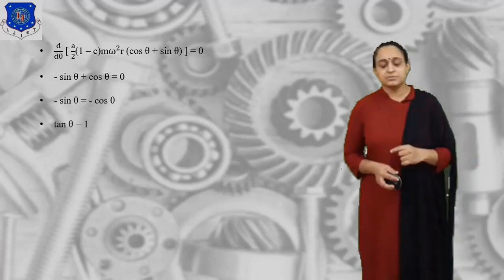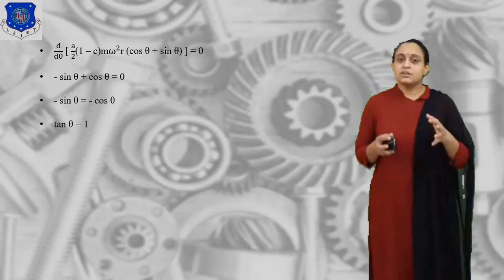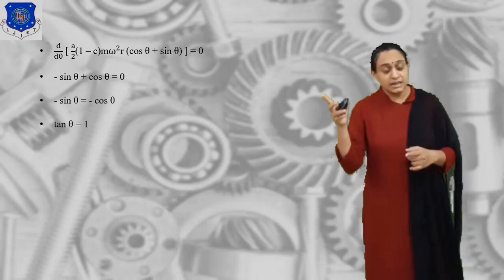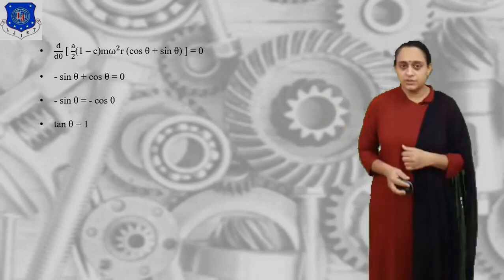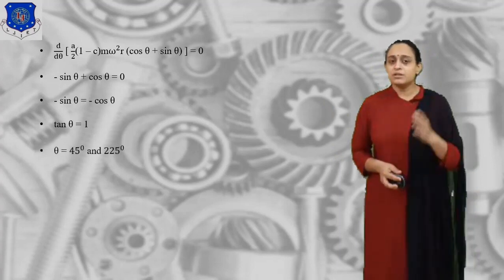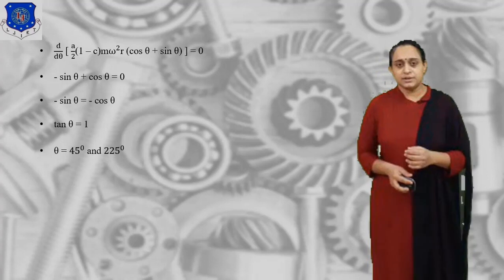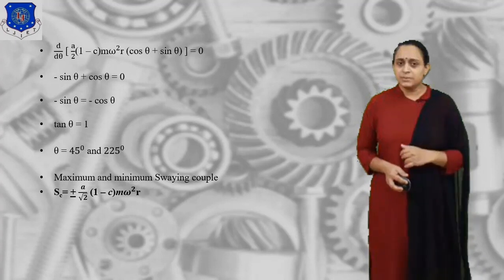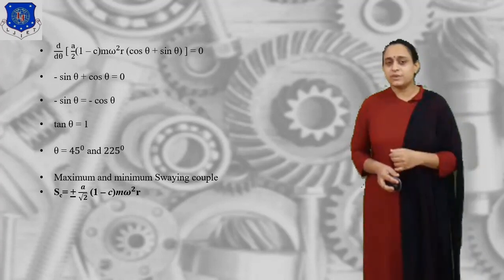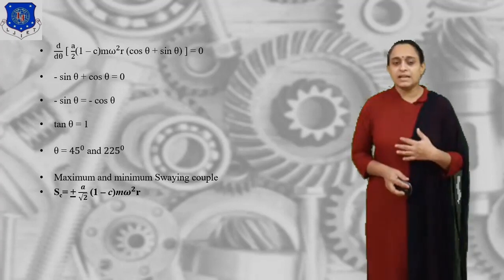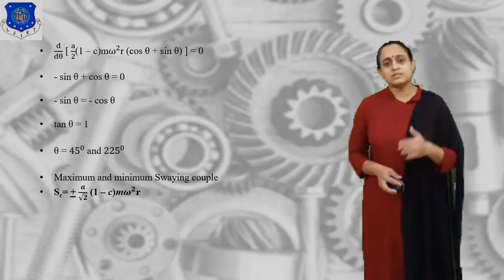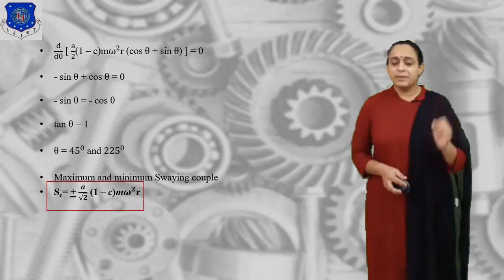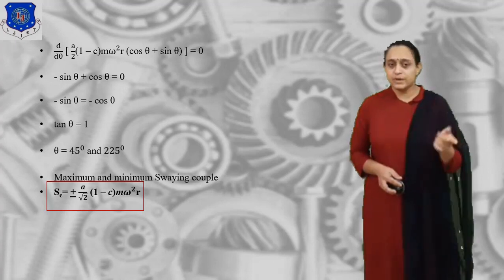Now, theta is positive. According to the quadrant system, tan theta equal to 1 means 45 degree in the first quadrant as well as 45 degree in the third quadrant. So, theta will be 45 and 225 degree. Okay. Now, let us put the theta value in our swaying couple equation. By putting these values, we will get swaying couple as plus or minus a by root 2 into (1 minus c) m omega square r. Okay, so this is our swaying couple equation. We mention it as SC, swaying couple.